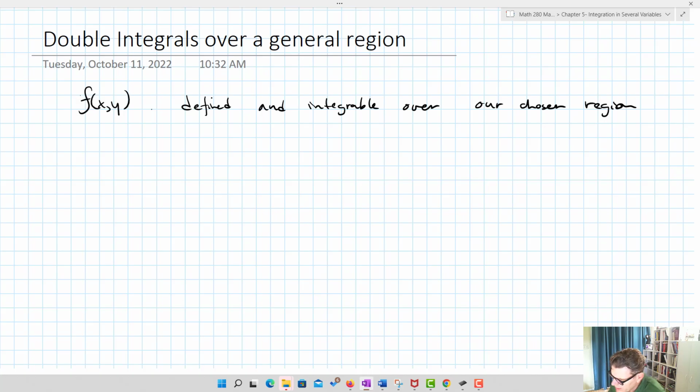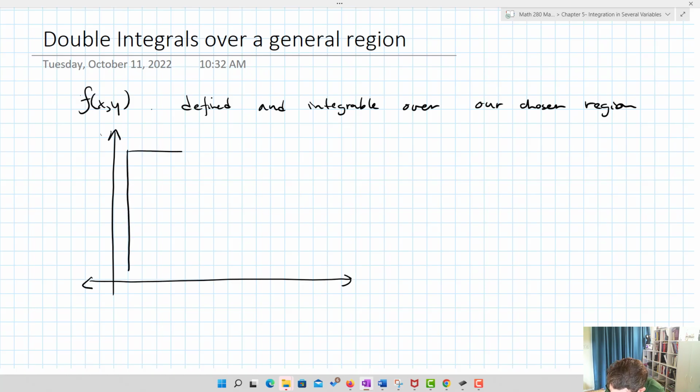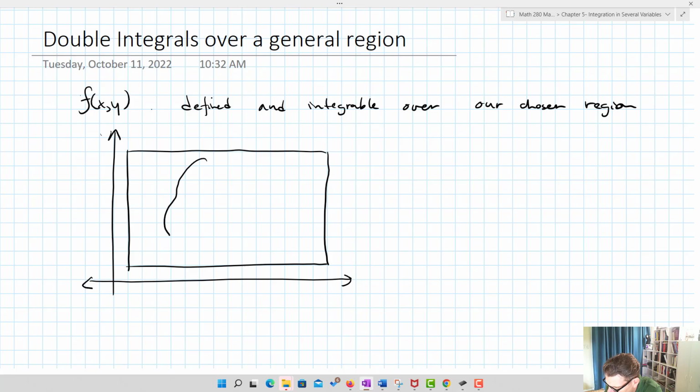We're going to think about taking that double integral for f of xy, and we're going to imagine that we're on the xy plane. I'm going to draw a rectangle, so I've got a rectangular region. We know how to take the integral over that rectangular region. Now let's imagine that I've got this region here, and this is what we're going to call my region D.